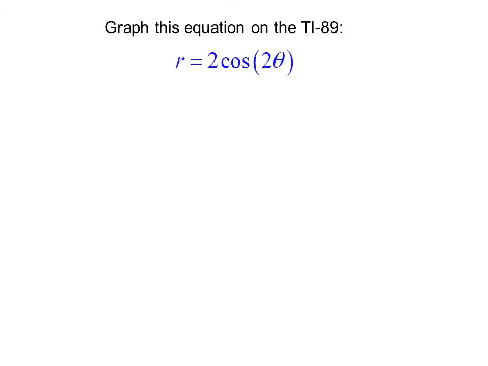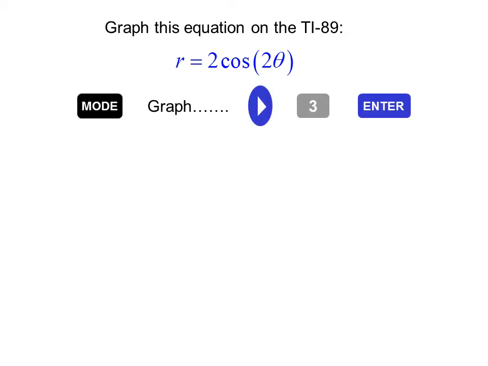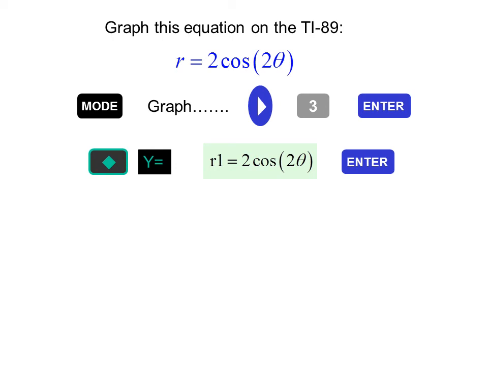Let's graph this equation, r equals 2 cosine 2 theta, on the TI-89. First, we change the mode to polar graphing by pressing Mode, Graph, select 3, which is polar graphing, and press Enter. Then we press diamond Y equals and enter the equation r1 equals 2 cosine 2 theta and press Enter.